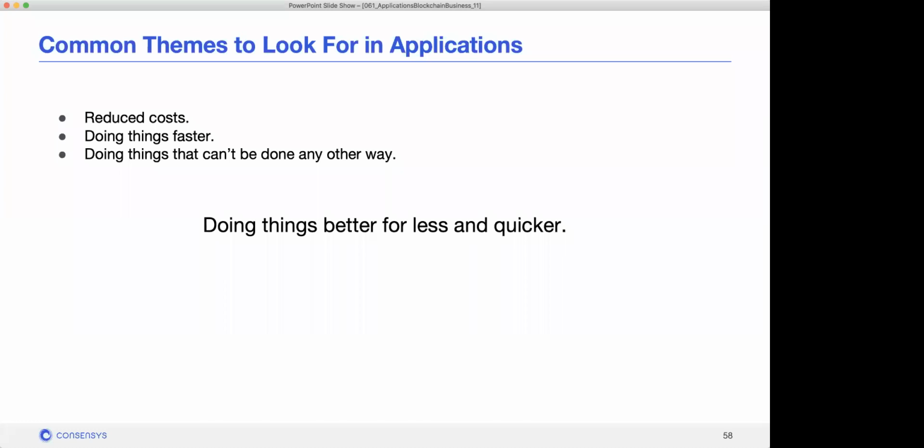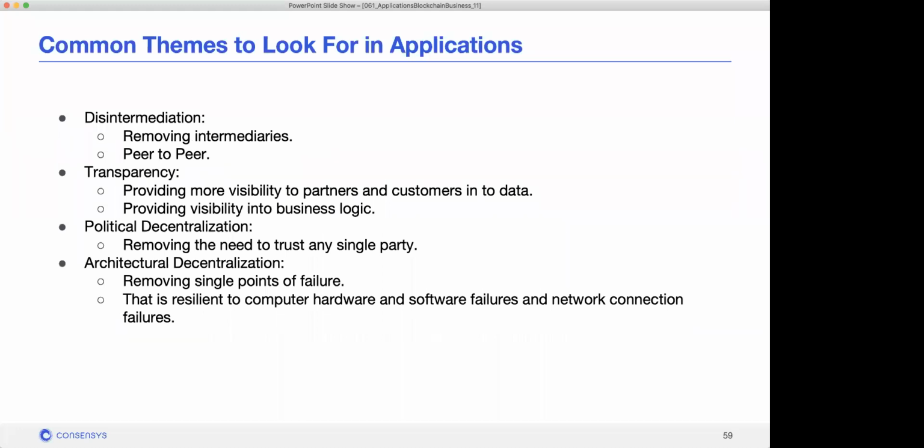Okay, applications. We're going to go through a whole heap of applications, but the thing to think about is, we need to be reducing costs or doing things faster or doing things that just can't be done any other way. That's what you want to be looking out for. And part of it's going to be disintermediation, so removing intermediaries, doing peer-to-peer business, and offering transparency, providing visibility to partners and customer data that's just not currently there at the moment.